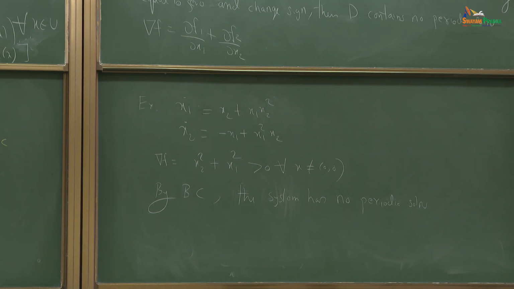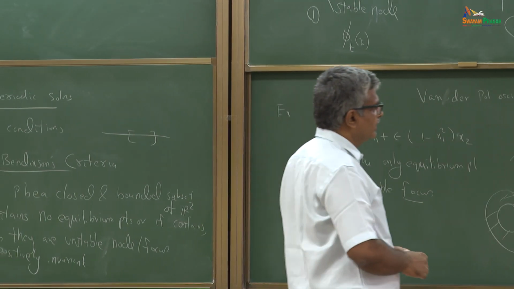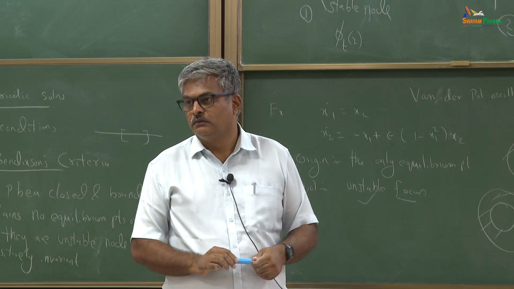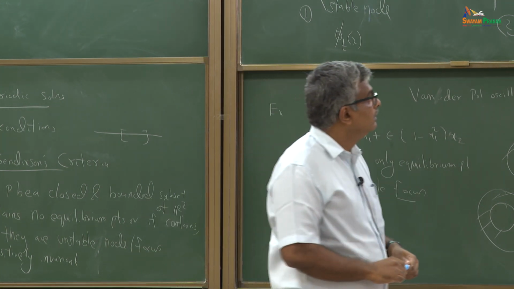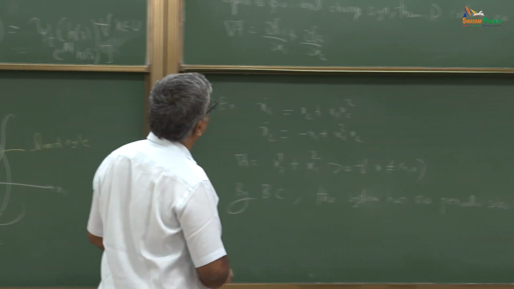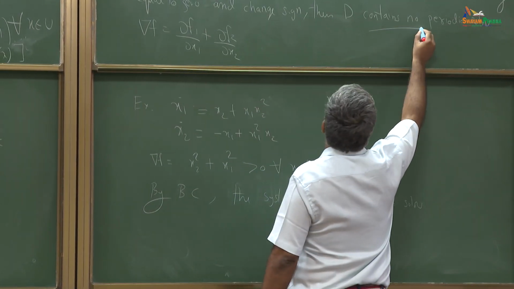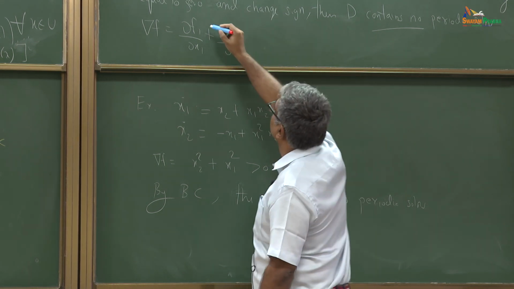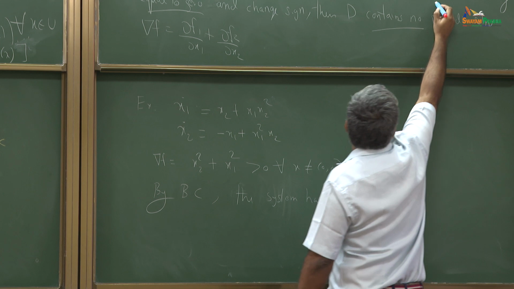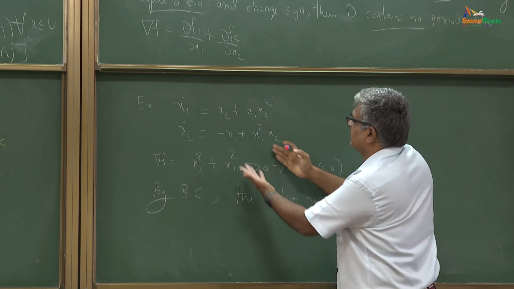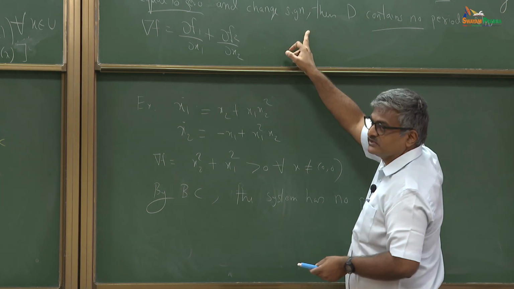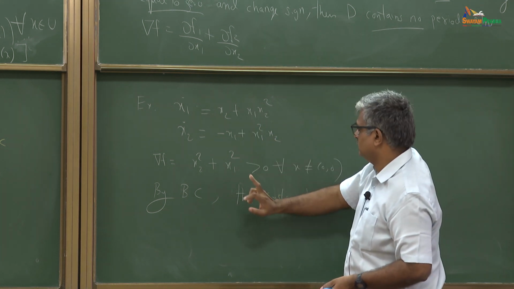So that almost finishes what I wanted for today. No, it does not have. So this one is not identically equal to 0 because it is x1 squared plus x2 squared, and it doesn't change sign. It is always non-negative.